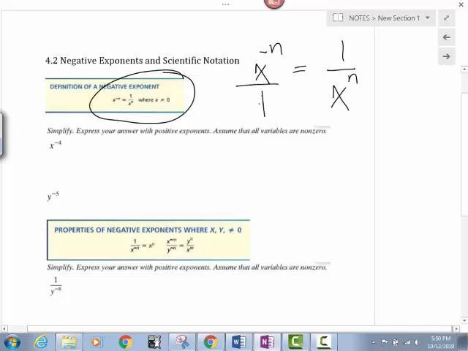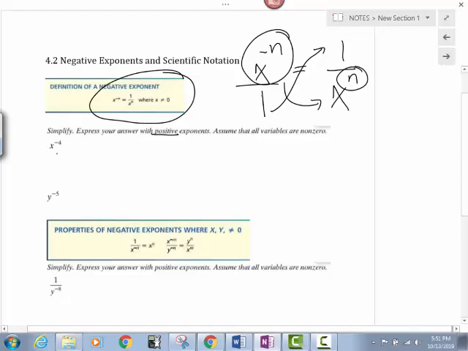So I'll think about it over 1. In essence, what we're saying is if we have a negative exponent and it's on the top part of my fraction, we can make that exponent positive by simply flipping the fraction, and the negative exponent, when it comes down to the bottom, now becomes positive, okay? So if you look at the directions for this first problem, it says simplify, express your answer with positive exponents, assume all variables are not 0, okay?